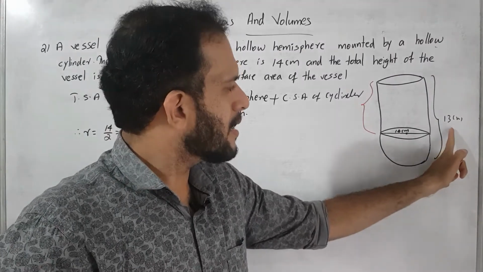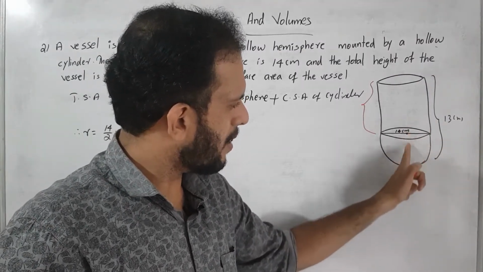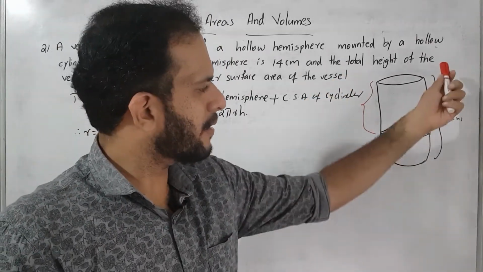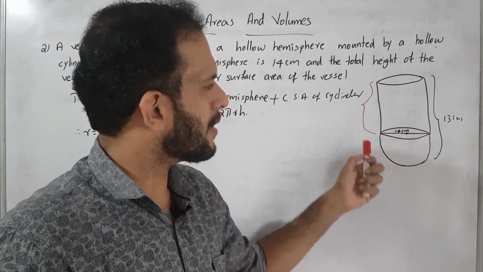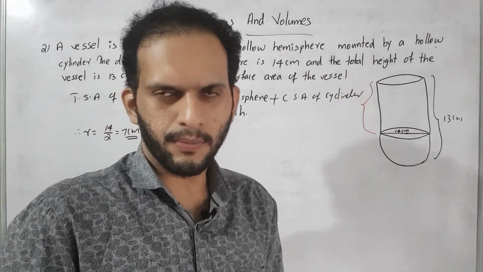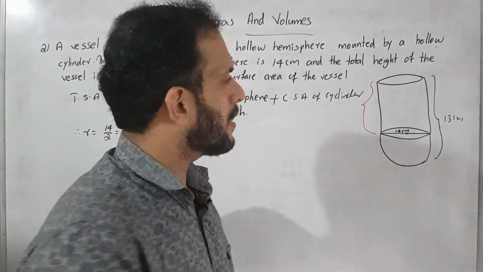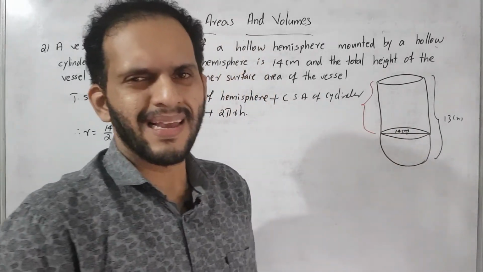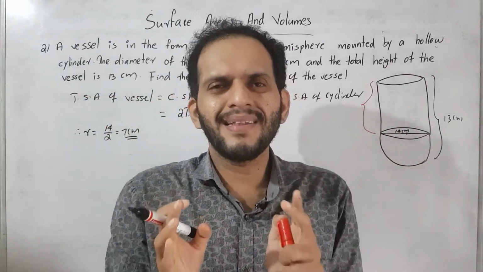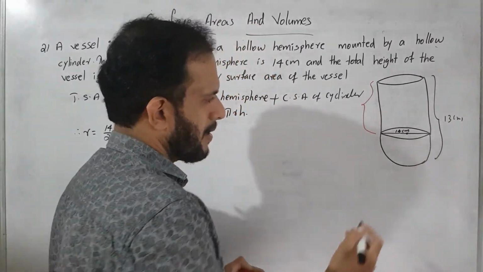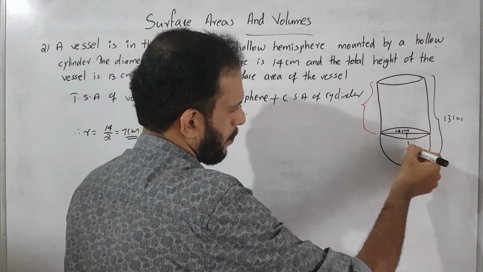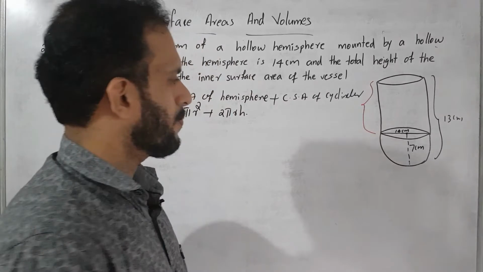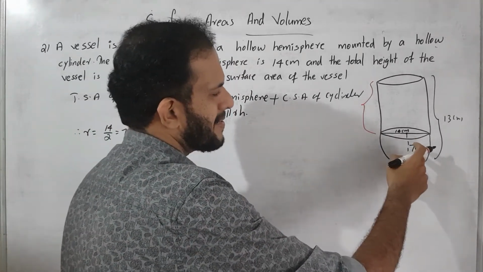From this total height, if we subtract the height of the hemisphere, then we get the height of the cylinder. Right? The total height is the height of the hemisphere plus the height of the cylinder. Correct? Then what is the height of the hemisphere? We know that in the case of a hemisphere, the height is equal to the radius. Correct? The height is equal to the radius. So the height of the hemisphere is 7 centimeter.